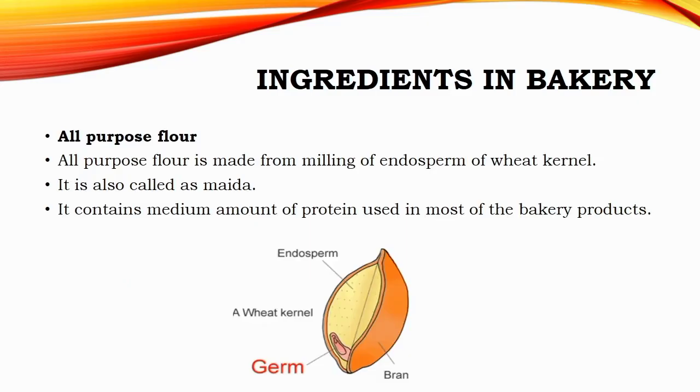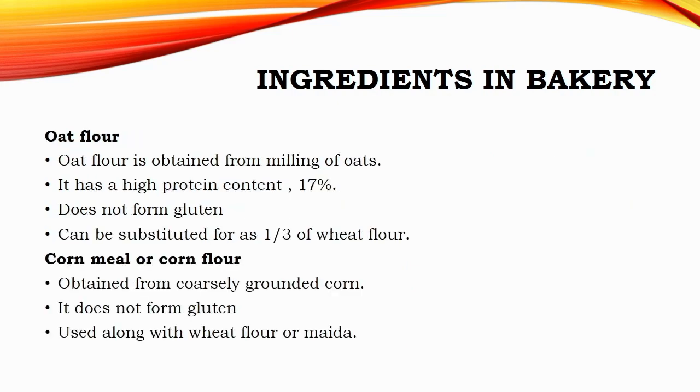All-purpose flour is made from milling of the endosperm of the wheat kernel. It is also called maida. It contains a medium amount of protein and is used in most bakery products. Oat flour is obtained from milling of oats. It has a high protein content, 17%. It does not form gluten and can be substituted for up to one-third of wheat flour.